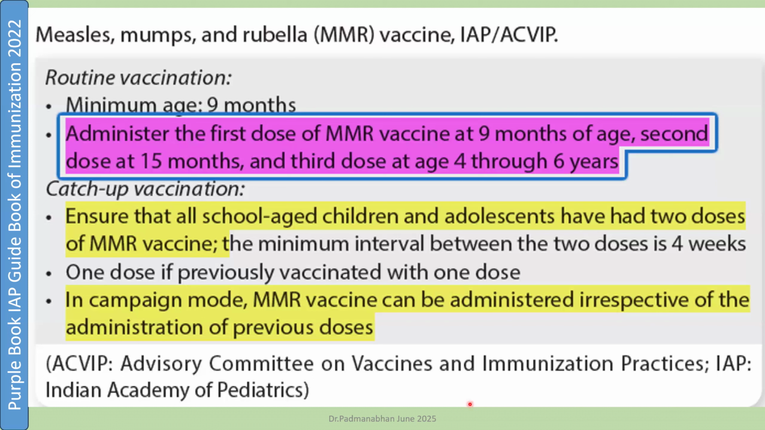So over here, this is a live vaccine. You understand? What's the rationale of giving it at 9 months of age? Can you tell me? While the Western countries give MMR at 1 year, we are giving it at 9 months. Why?